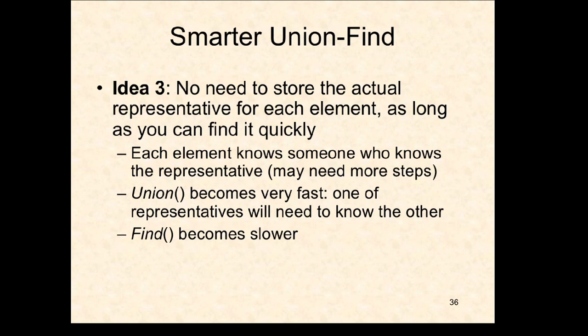Okay, how about if it's okay not to know the ultimate representative of your group? It's okay if you know someone who knows someone who knows someone who knows who the ultimate representative is. So now union is going to get to be faster because there's less updating to do, but find is going to become slower. So find becomes slower, union becomes faster, which is good progress.